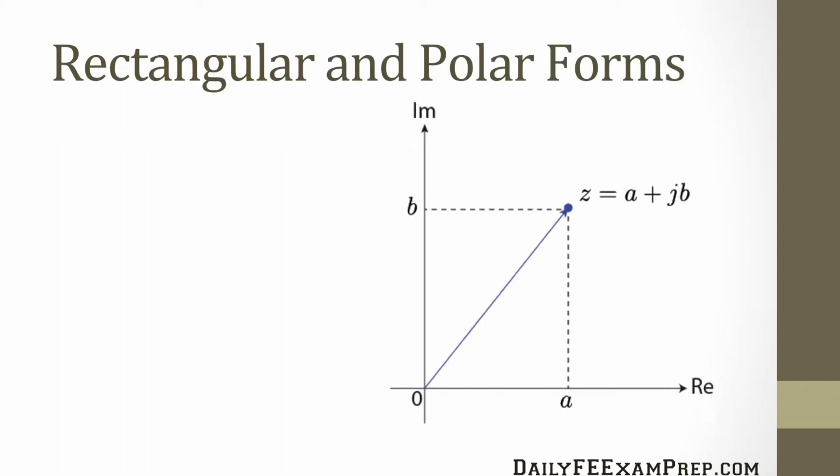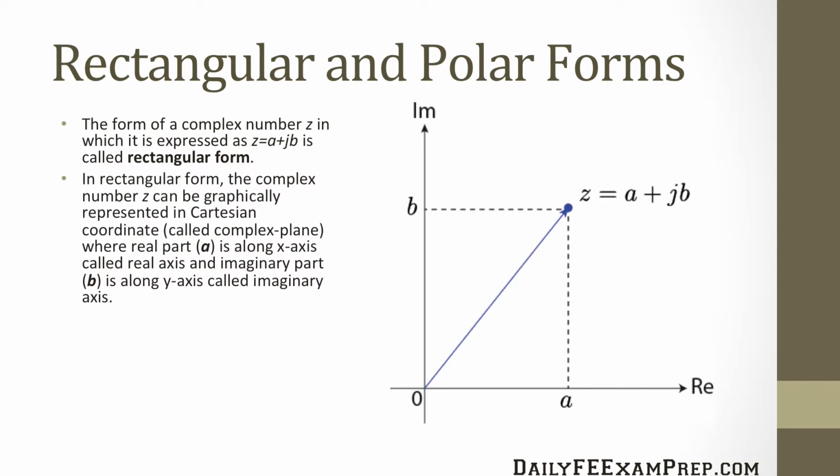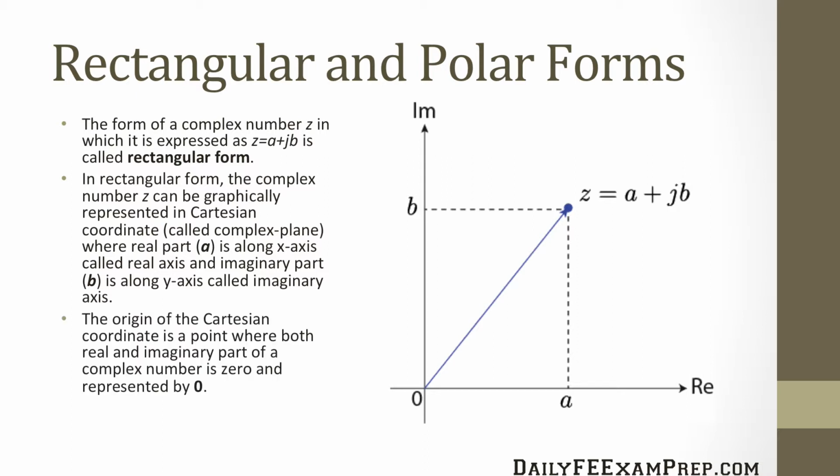this video as an introduction. So the form of a complex number z in which it is expressed as z is equal to a plus jb is called rectangular form. Okay, so in rectangular form, the complex number z can be graphically represented in Cartesian coordinates called a complex plane, where real part a is along the x-axis called the real axis, and imaginary part b is along the y-axis called the imaginary axis. So the origin of the Cartesian coordinate is a point where both real and imaginary parts of a complex number is 0 and is represented by 0.